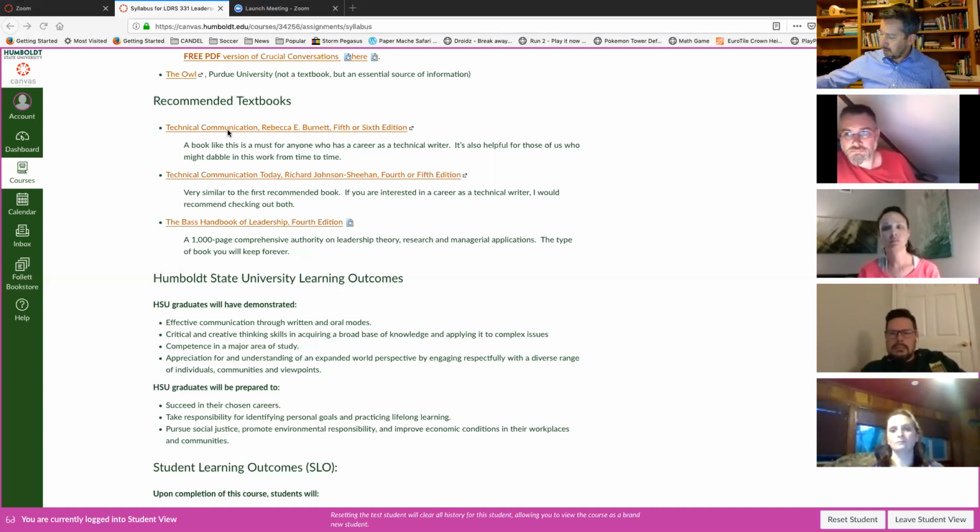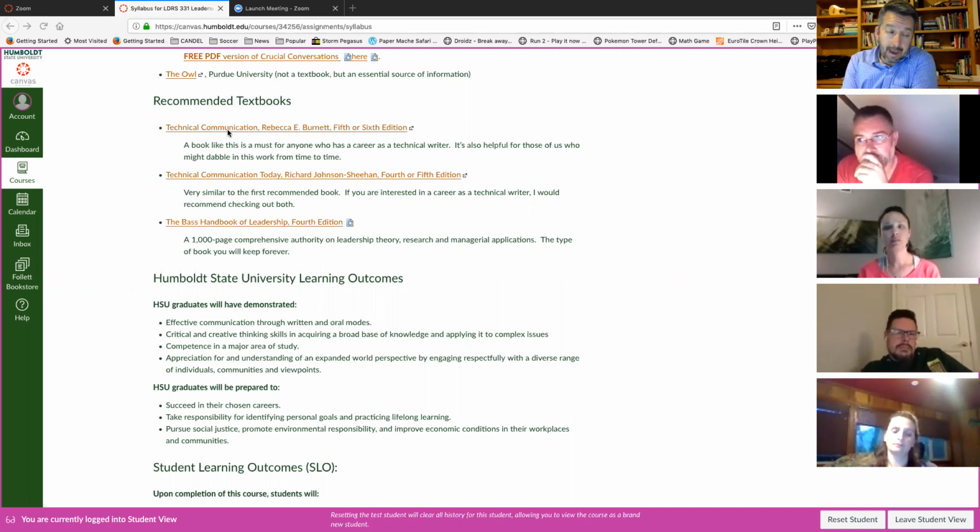And then this one is very similar. It's another technical writing book. And the other one on the website, the Richard Johnson-Sheehan, that's yet another one. So they're all fairly the same. They're kind of a nice handbook to tell you how to do certain kinds of things that you're trying to do in a professional writing situation.